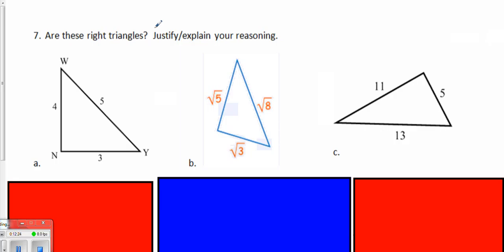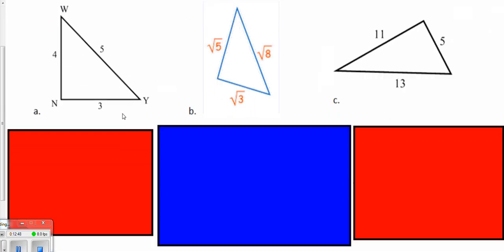In example 7, we're looking at determining whether or not we have right triangles. Now, the only way that these lengths would form a right triangle is if the two smaller ones, 3 and 4, added together after squaring them, so 3 squared plus 4 squared, did in fact equal 5 squared. So as long as you can check those numbers and they do match up, that means we do have a right triangle. So let's check these ones.